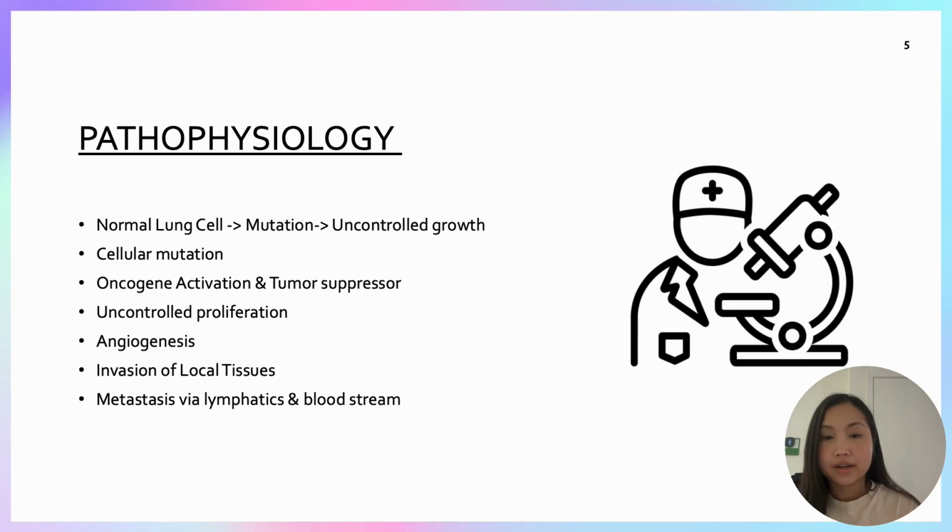So now we are going to be getting into the pathophysiology of lung cancer. As I said in the intro, lung cancer is due to cellular damage and mutations. Lung cancer begins when lung cells accumulate damage to the DNA. The most common reason a patient may get damage to the DNA of the cells is through carcinogens such as cigarette smoke.